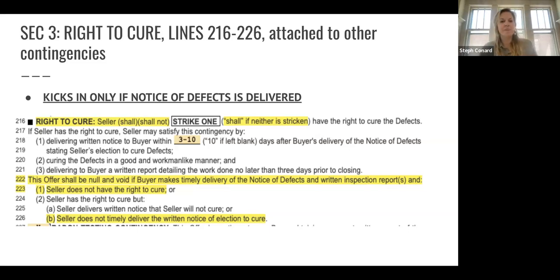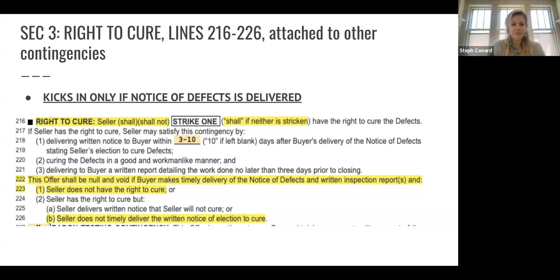I'll just keep continuing through this. Again, the right to cure only kicks in if the notice of defects is delivered. So line 217, if the seller has the right to cure, and this spells it out for the buyer, the seller may satisfy this contingency by delivering a written notice to the buyer. It's 10 days if it's left blank, but I've written in a range of 3 to 10 days after the buyer's delivery of the notice of defects stating the seller's election to cure.